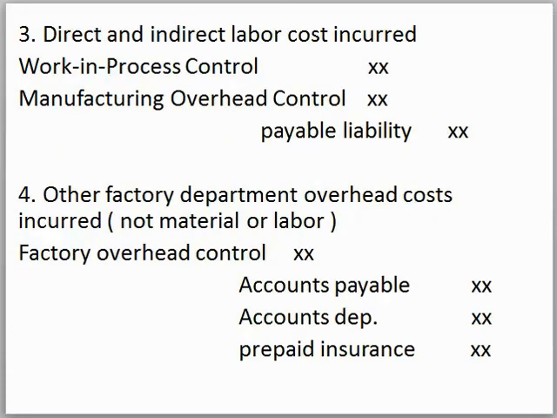Third one, the direct and indirect labor costs incurred. The work in process control will be debited and manufacturing overhead control debited, but credit the payable liability. Fourth one, other factory department overhead costs incurred, no material or labor, such as insurance or depreciation, so the factory overhead control will be debited and credit either accounts payable, accumulated depreciation, or prepaid insurance.